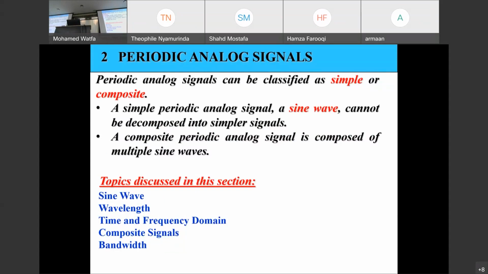Now, if it's a composite signal, without reading here, what do you think it means? I said a simple signal versus composite. Did I mention it here? I did. Okay. So yes, of course, a composite is a combo. Composite, I need to compose it. Actually, I need to decompose it. It's composed from multiple sine waves.